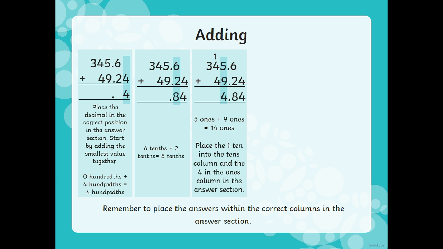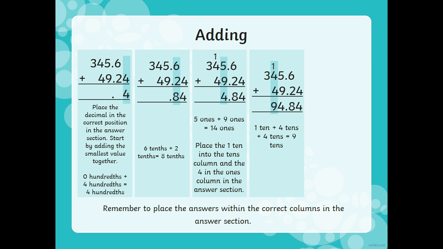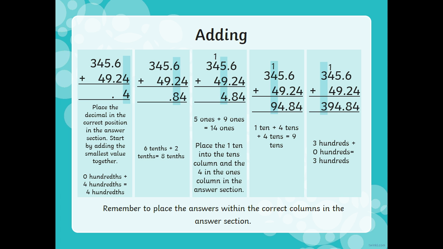Place the 1 ten into the tens column and the 4 in the ones column in the answer section. So remember to carry or regroup. They have done this above in the tens column. You can also do it below, like how we do it at school. 1 ten add 4 tens, add 4 tens equals 9 tens. Don't forget to add the 1 ten that you regrouped. And lastly, 3 hundreds add 0 hundreds equals 3 hundreds, and there is your answer.